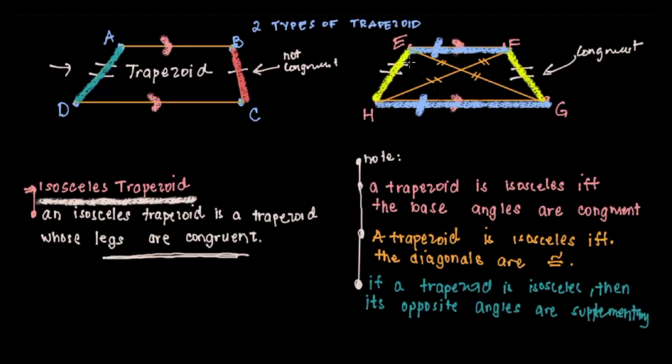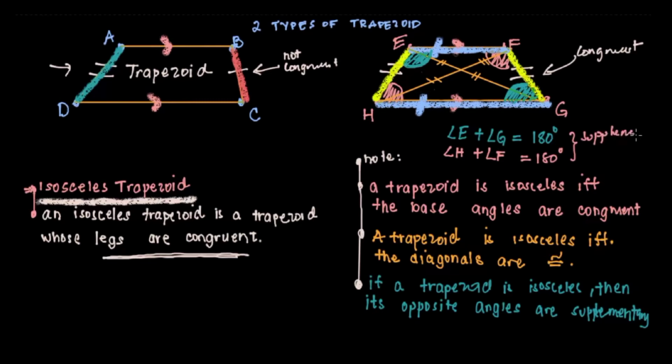For example, dito sa ating illustration, si angle E and angle G, they are supplementary, which is equal sa 180 degrees kapag pinag-add silang dalawa. And like this one, angle E plus angle G is equal to 180 degrees. Okay? Because they are supplementary. Angle H and angle F, H and F is equal as well to 180 degrees because they are supplementary angles.